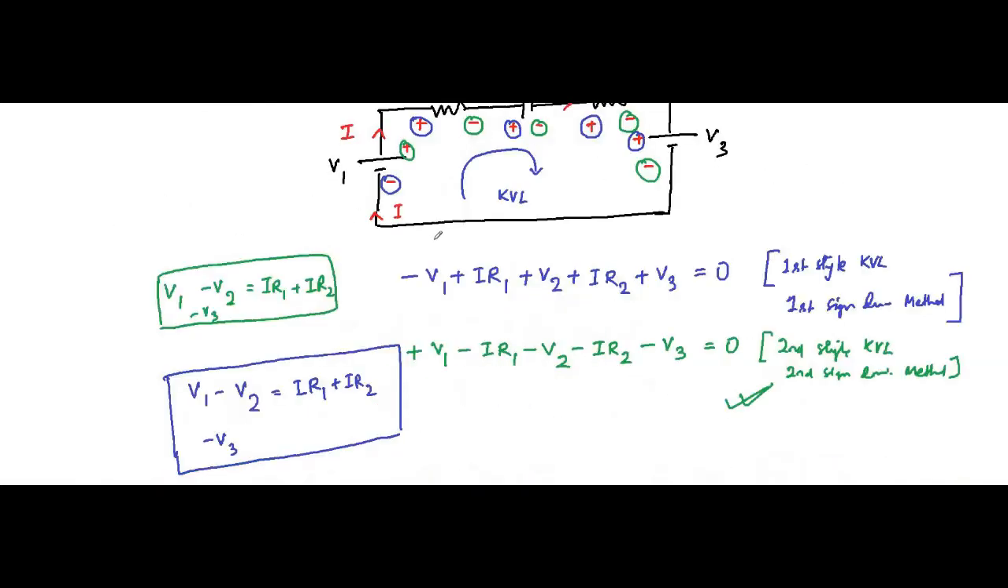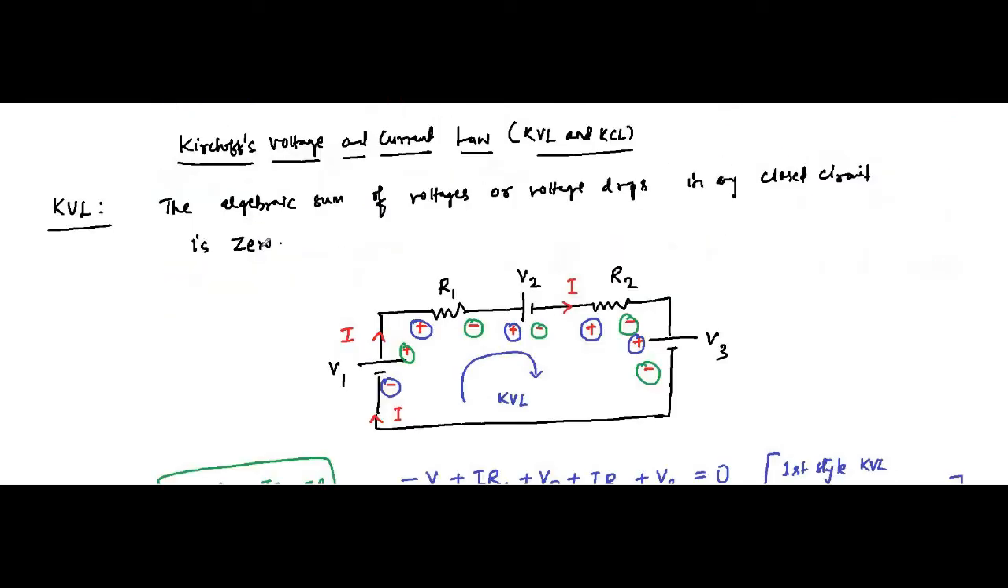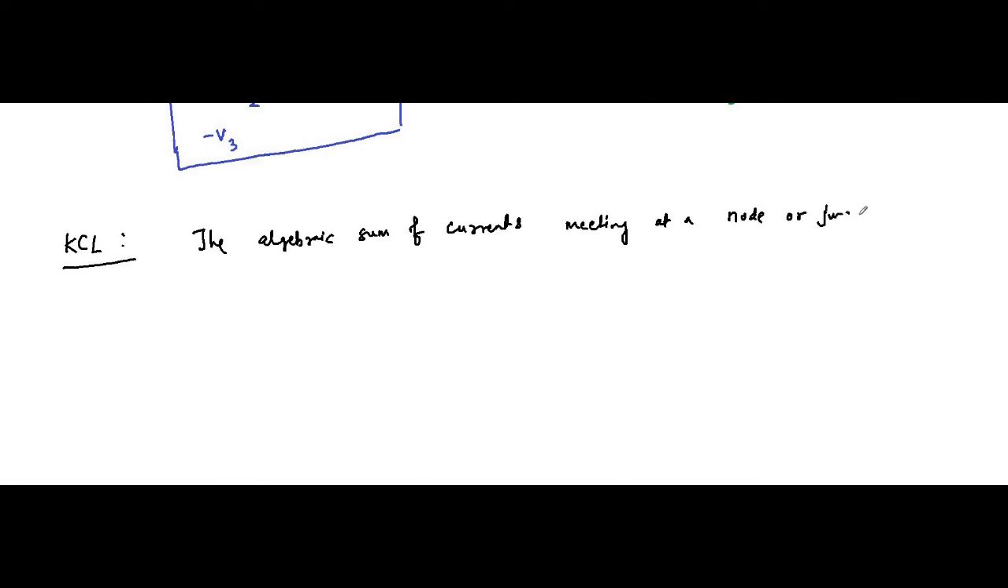Then is KCL. KCL deals with currents meeting at a particular junction or node. KCL states that the algebraic sum of currents meeting at a particular junction or point or node, which is also called a point or junction in an electric circuit, is 0.